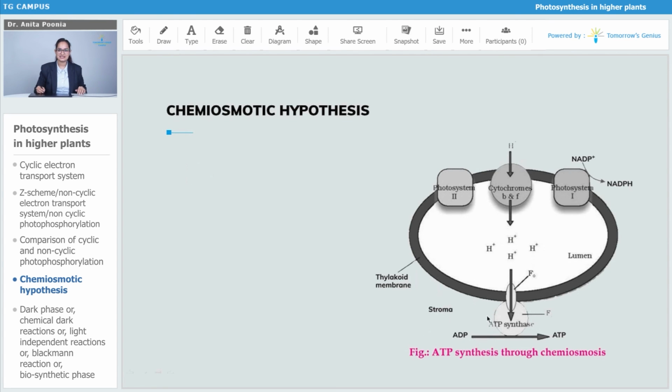Students, isn't it interesting? So this is ATP synthesis through chemiosmosis. You got to know and you understood how ATP is synthesized through chemiosmosis, wherein who was the hero or the main character? The main character was the proton, the hydrogen proton.